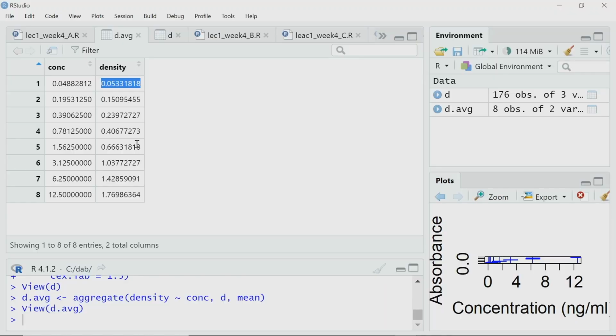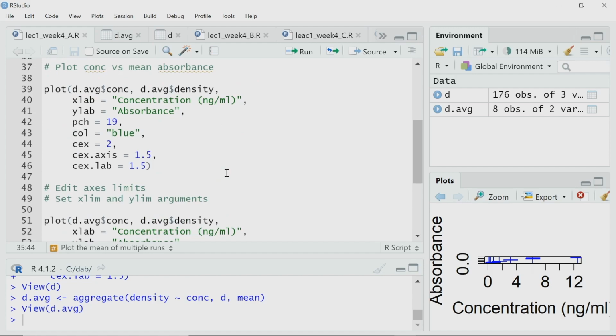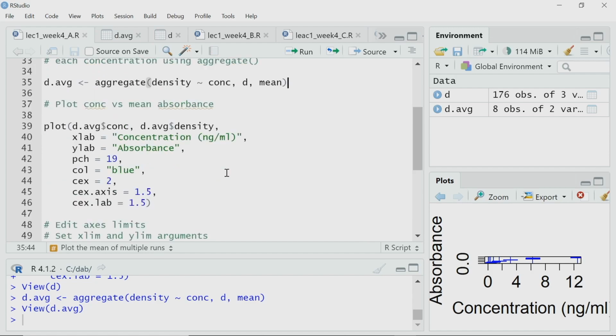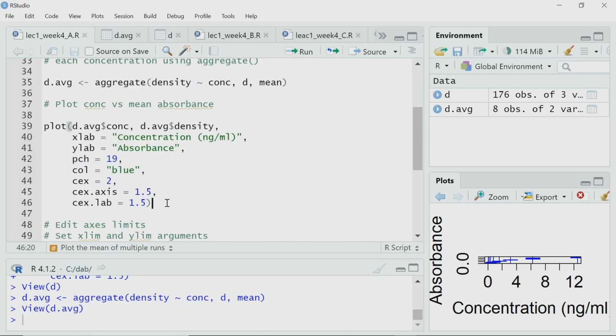So, now I want to plot this concentration versus density plot, or concentration versus mean absorbance plot. To do that, what will I do? I will again use the plot option. It will be a scatter plot. Everything remains the same. The only thing I have changed here is the symbol. I am using PCH equal to 19, so that it will be a filled circle, and the color will be blue. So, here is the plot.